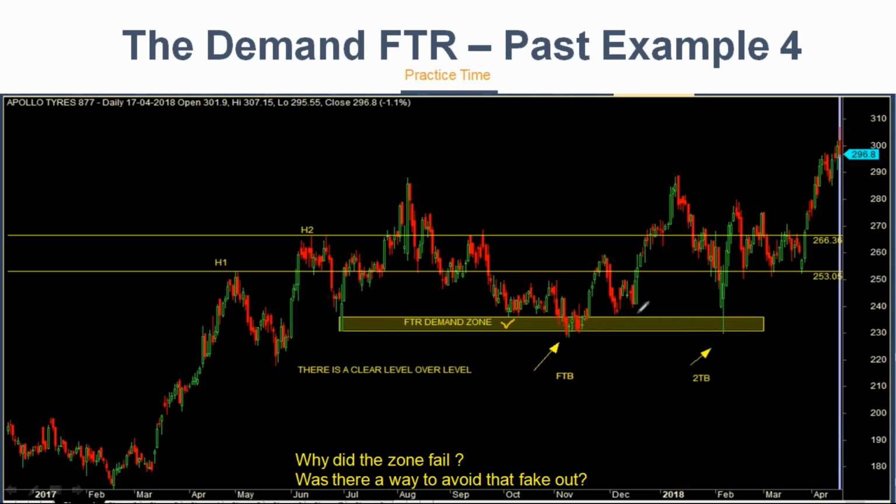Why did that fake out happen? Was there a way you could have avoided that fake out? The way to avoid the fake out was, if you look exactly below that zone, there was a zone. It was a level over level. So if you had considered that zone also, you would not have got the kiss. That's a rally base rally.